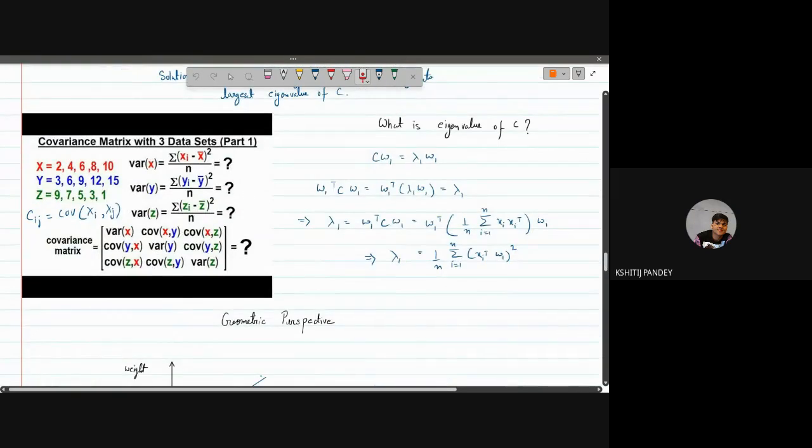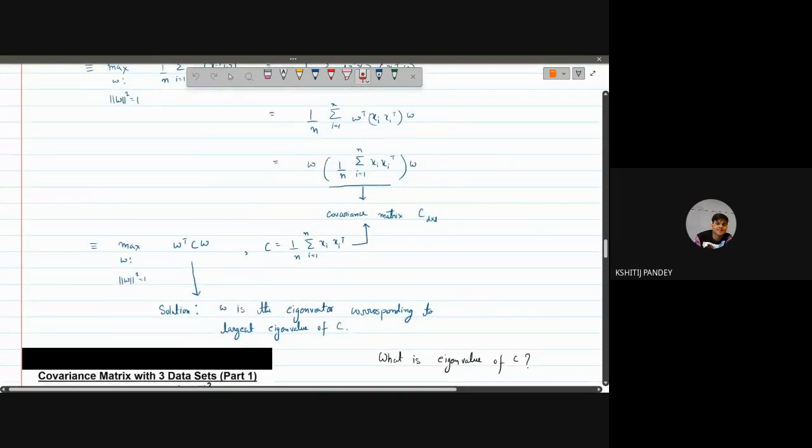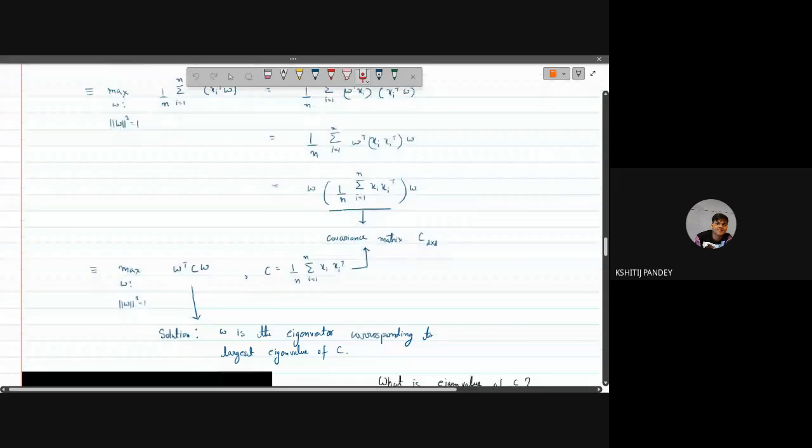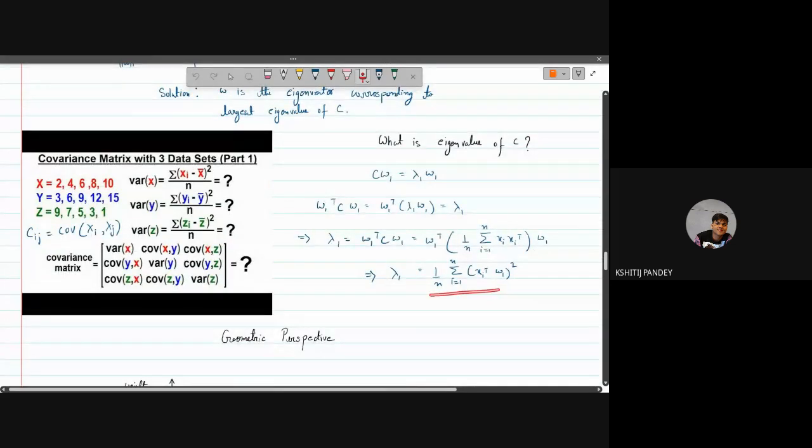We have gone in the reverse direction, and that's it. Is this clear?